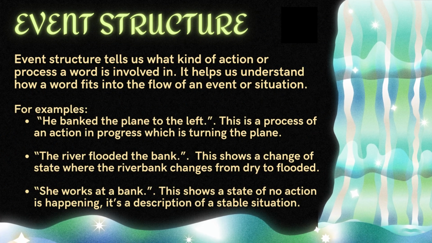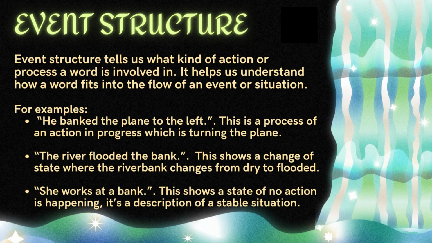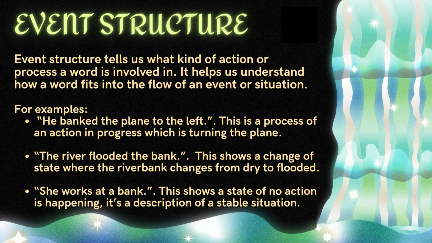Event structure in the generative lexicon tells us what kind of action or process a word is involved in. It helps us understand how a word fits into the flow of an event or situation. Words don't just label things, they describe what is happening, who is involved, and how the situation changes. Let's take the word bank again. We can use the word bank to help us understand event structure better.